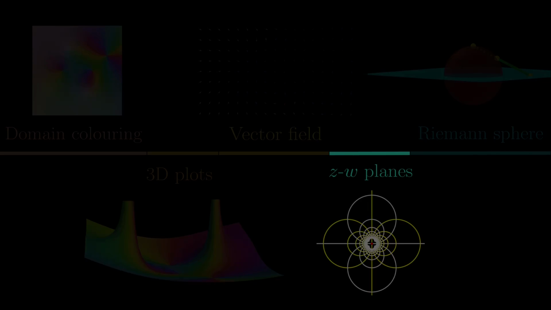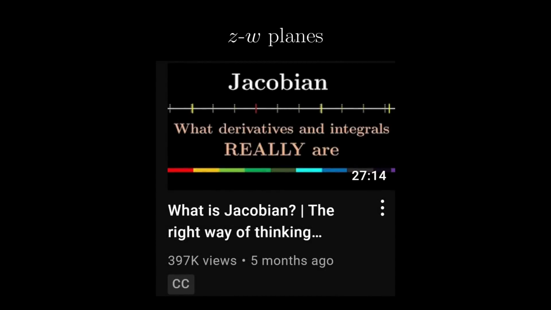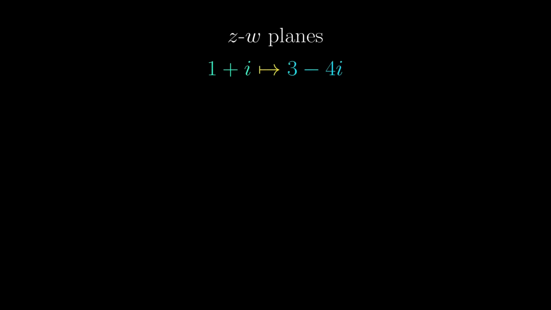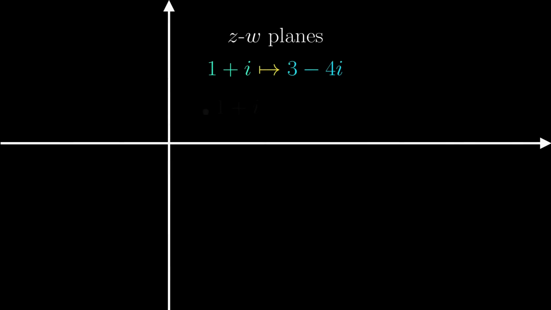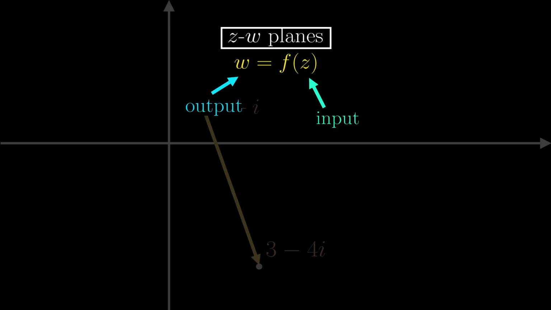This ZW plane method is exactly the same as the transformation I've talked about in the Jacobian video. Let's say again 1 plus i is mapped to 3 minus 4i, so the point at position 1 plus i under f would need to move to 3 minus 4i. Since usually we denote z as the input and w as the output of a complex function, the input is called the z-plane, output the w-plane.